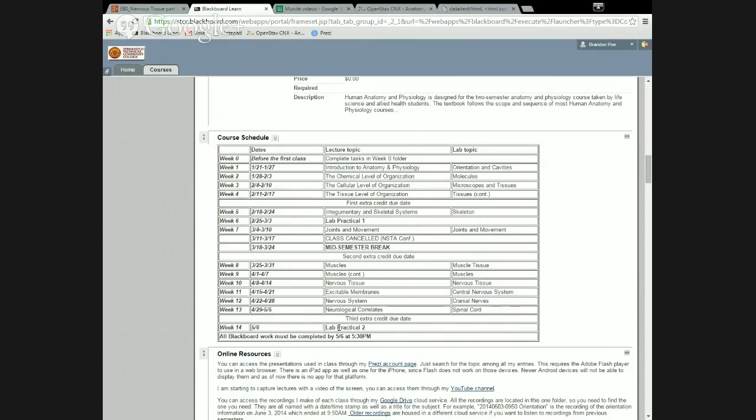And then the week after that is when we have the second lab practical. For some reason, I thought we were actually going to go a week longer than that. Whatever.